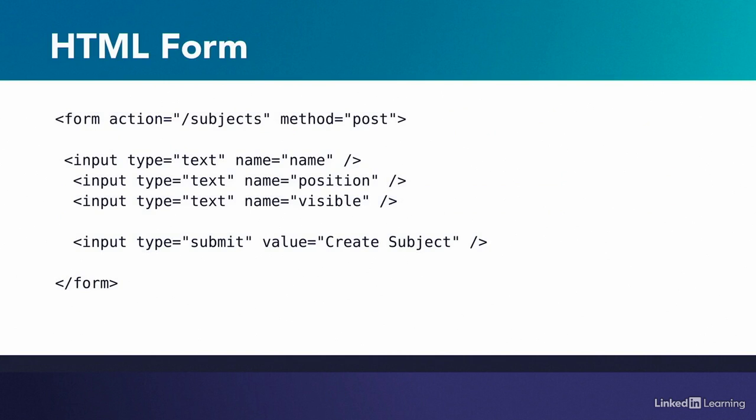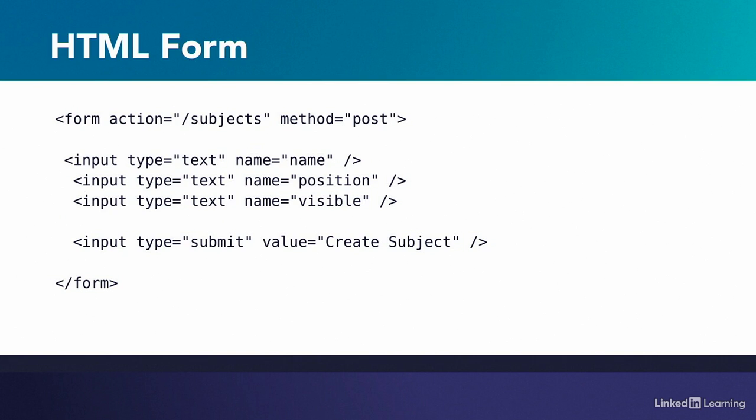Let's first begin by just looking at a standard HTML form. Again, this is not Ruby on Rails, just basic HTML. Notice that my form has 3 text input fields for name, position, and visible, followed by a submit button labeled create subject. Notice this form is going to use the method post. That's different from when we click on a link or a URL. Links and URLs are GET requests, forms are POST requests. And remember, the method's important when we're using REST to route our requests. You'll also notice that the form has an action that is just /subjects.